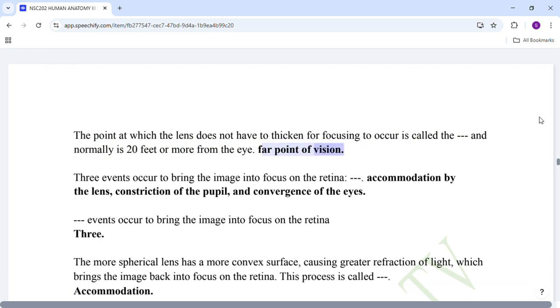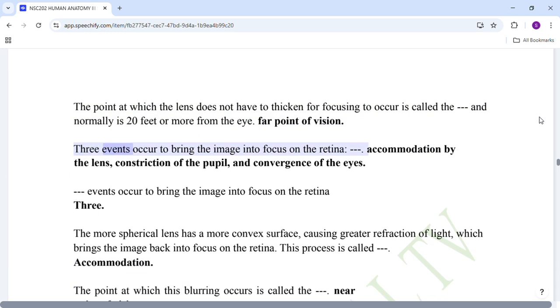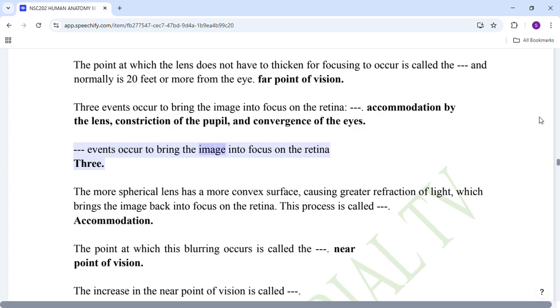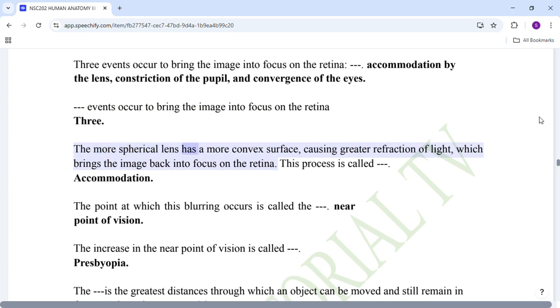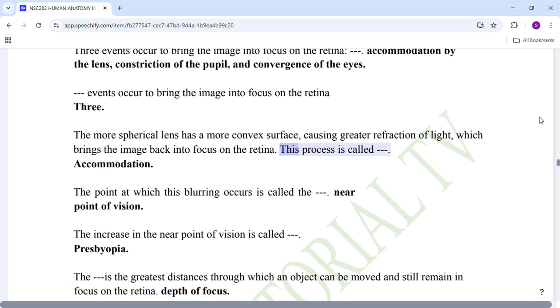Three events occur to bring the image into focus on the retina: accommodation by the lens, constriction of the pupil, and convergence of the eyes. The more spherical lens has a more convex surface, causing greater refraction of light, which brings the image back into focus on the retina. This process is called accommodation.